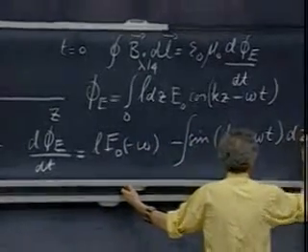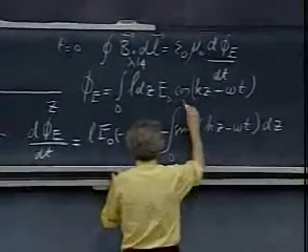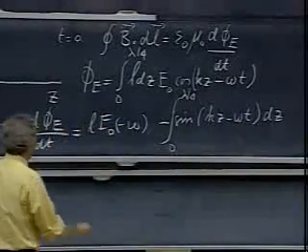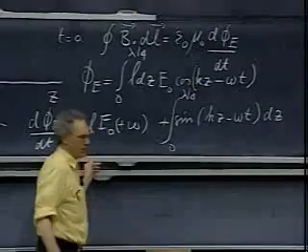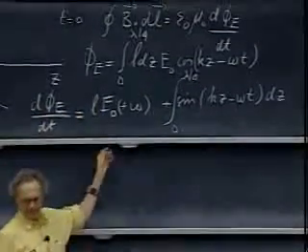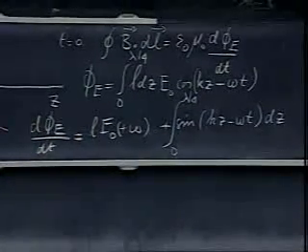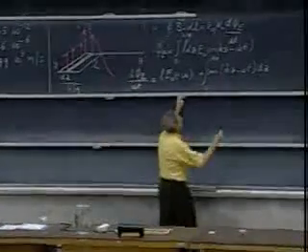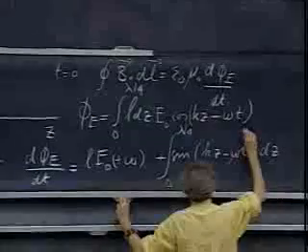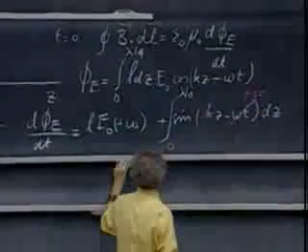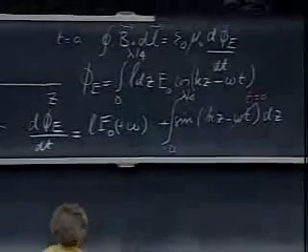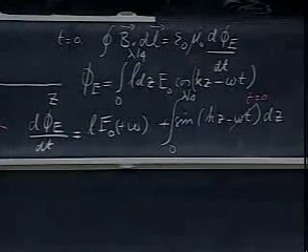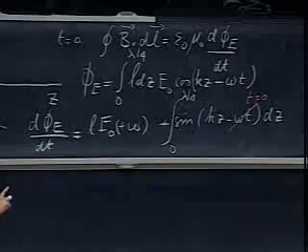Here's my dz from 0 to lambda over 4. This minus sign eats up this minus sign. I have to do the integral, but I do that at t equals 0. In other words, this thing goes away, because t equals 0. So I'm getting close. So I'm going to continue here.